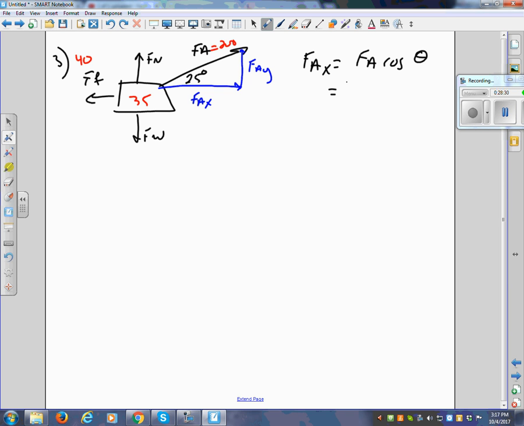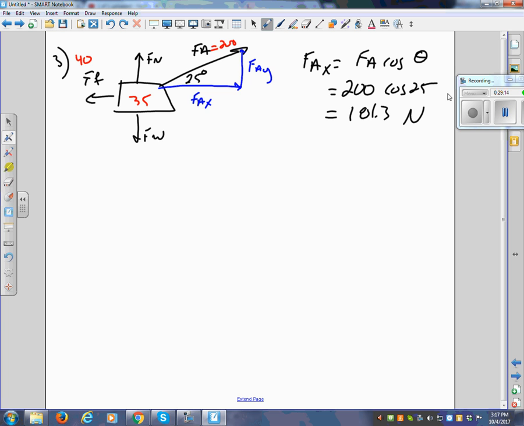Remember all this coming back? 200 cos 25. 200 times cos 25 is 181.3. 181.3 is how much is actually pulling sideways. But what is the net force sideways? I have to also account for the friction, right? No, this is the angle here. I've done the angle.